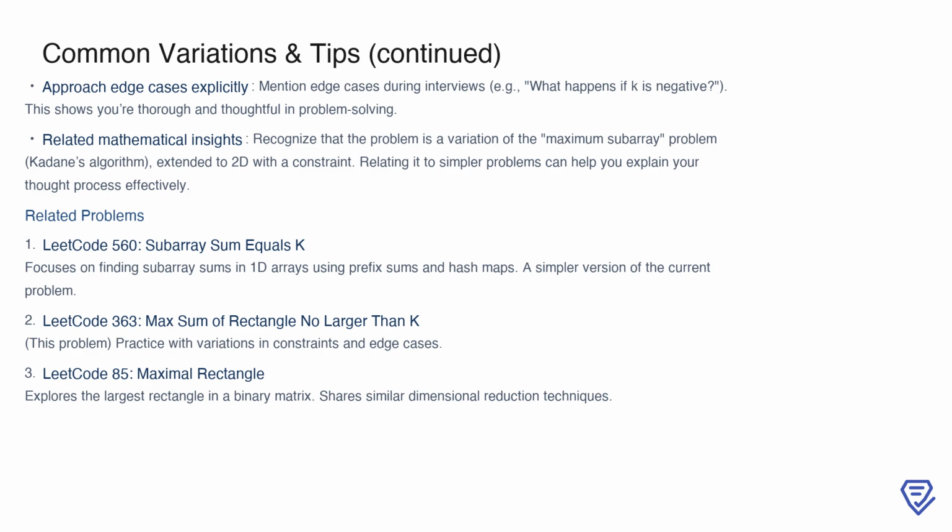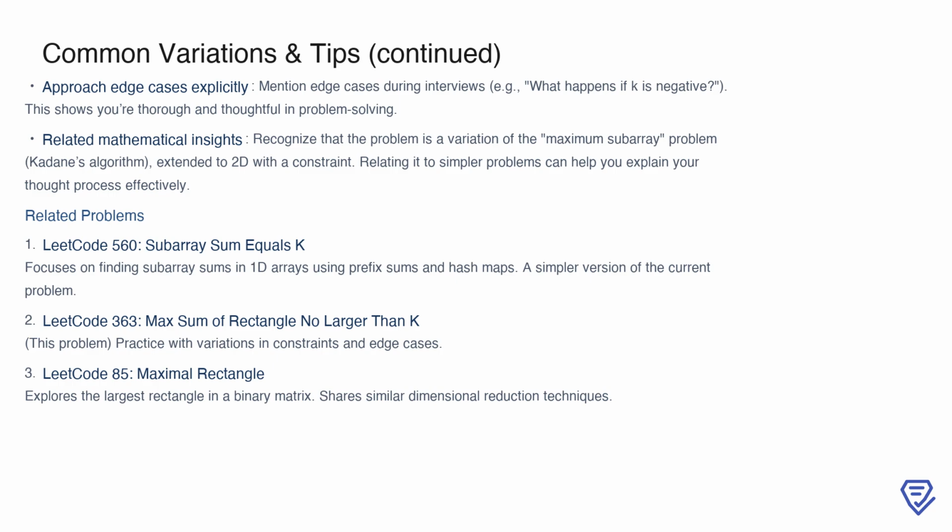Another useful insight is recognizing that this problem is an extension of the classic maximum subarray problem, which is solved using Kadane's algorithm. By relating this 2D variation to the simpler 1D problem, you can explain your thought process more effectively. Additionally, practicing related problems can deepen your understanding. For example, LeetCode 560 focuses on finding subarray sums in 1D arrays using prefix sums and hash maps. It's a simpler version of this problem and a great way to build foundational skills.